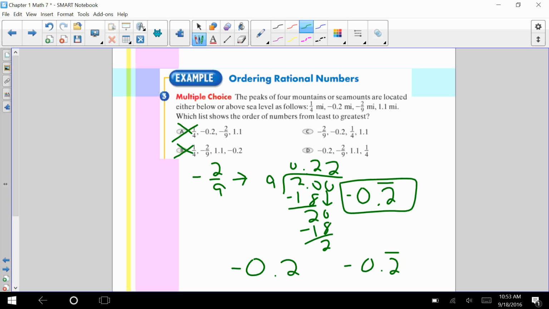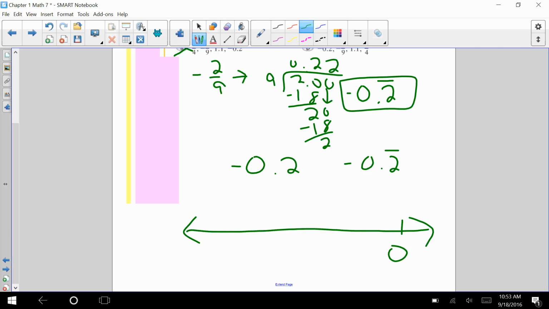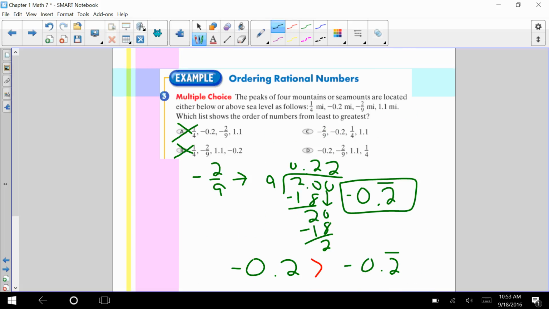Well, let's look at a number line. I'm only going to go up to -0.5 here. So negative 0.2 is right here. Negative 0.2 repeating is like negative 0.22, which is going to be a little further this way. So I know that negative 0.2 is greater than negative 0.2 repeating, which, way back in my problem, tells me that negative 0.2 is greater than negative 2/9. So negative 2/9 must be the smallest. My answer is C.